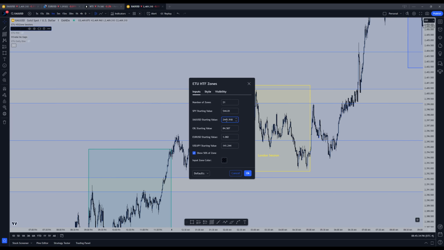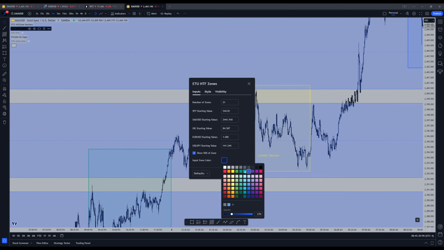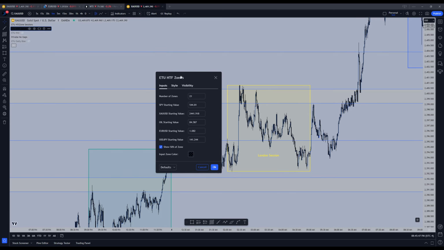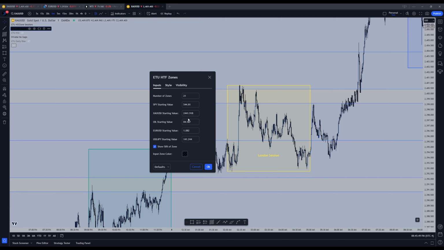Nothing much else really to this, right? You can change the opacity of the background, change the colors, whatever suits the style you prefer. And one more thing, for this zone indicator I only did the math calculations for SPY, which is ES, gold, oil, euro, and USDJPY, which I used to trade a lot when I was trading just Forex from prop firms.